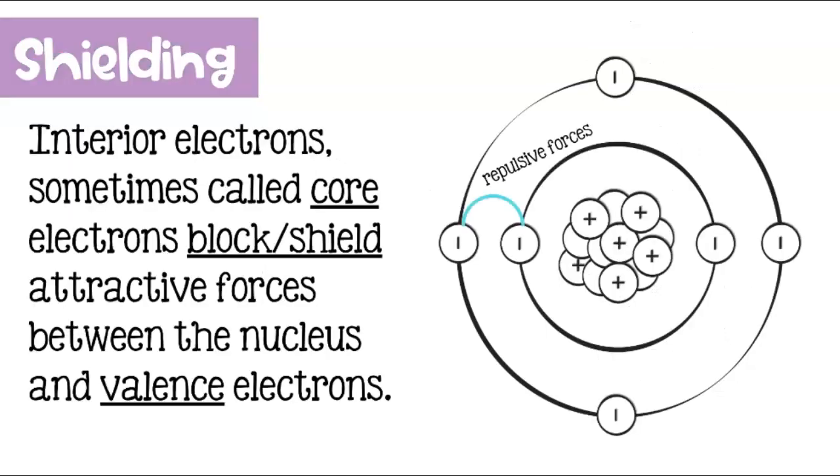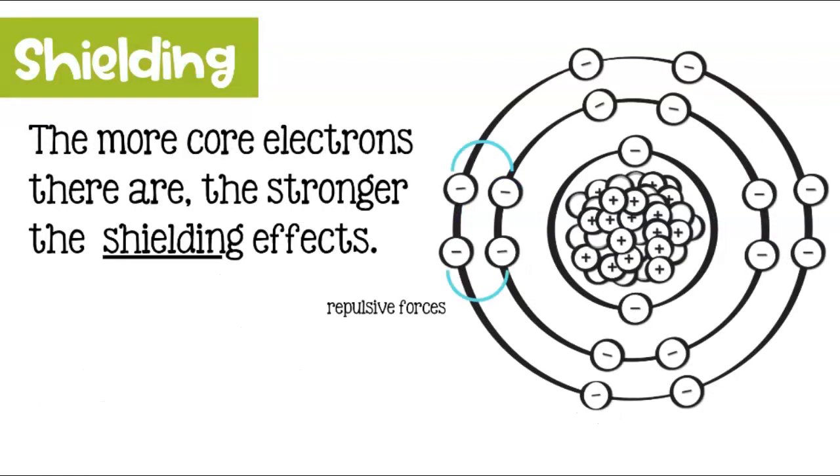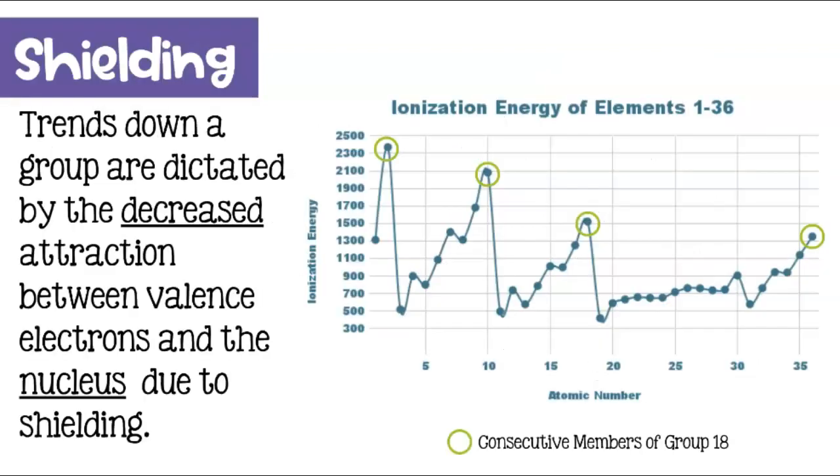The interior electrons, sometimes called core electrons, will block or shield the attractive forces between the nucleus and the valence electrons because there is a repulsive force between the electrons in the outer shell and the inner shell. The more core electrons there are, the stronger this shielding effect is. So trends going down a group are dictated by the decreased attraction between the valence electrons and the nucleus due to shielding. This is why the ionization energy is smaller the further you go down the group.